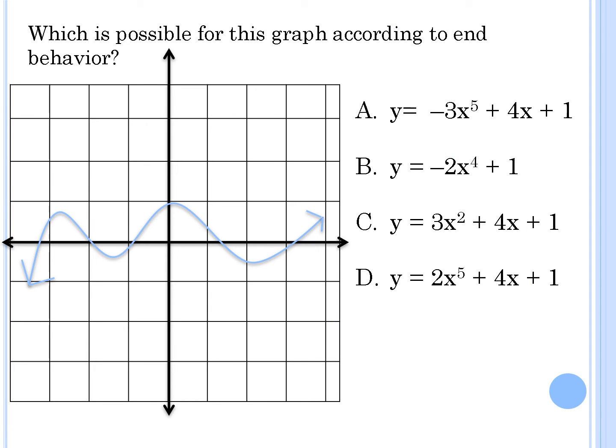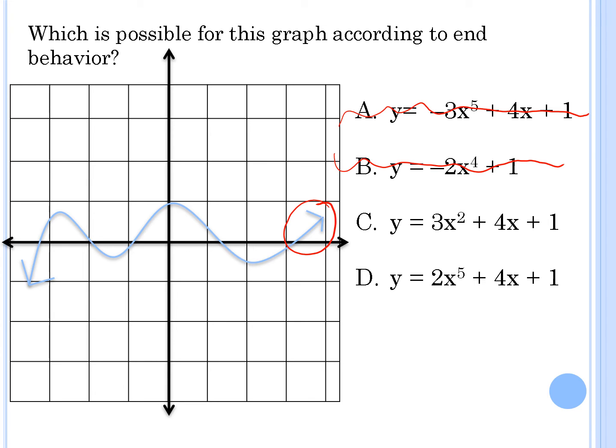Now, let's look at this. They've given us the graph, and they ask which is possible for this graph according to end behavior. The first thing I'm going to look at is the right end. The right end is going up, so that means a is positive. Well, a is not positive there. A is not positive there. So that drops me from a 1 in 4 chance to a 1 in 2 chance. We've got a 50-50 odd here.